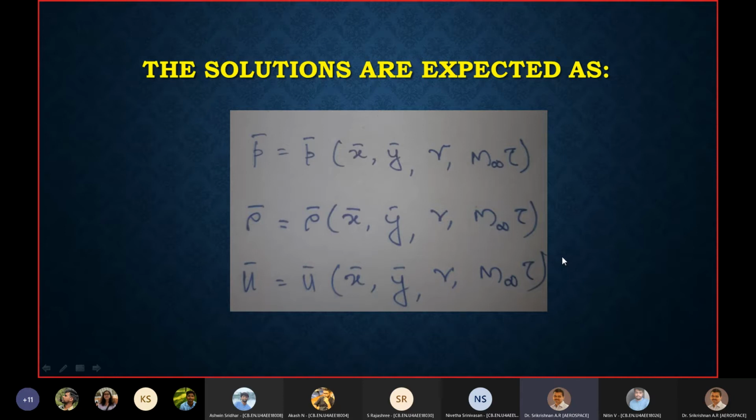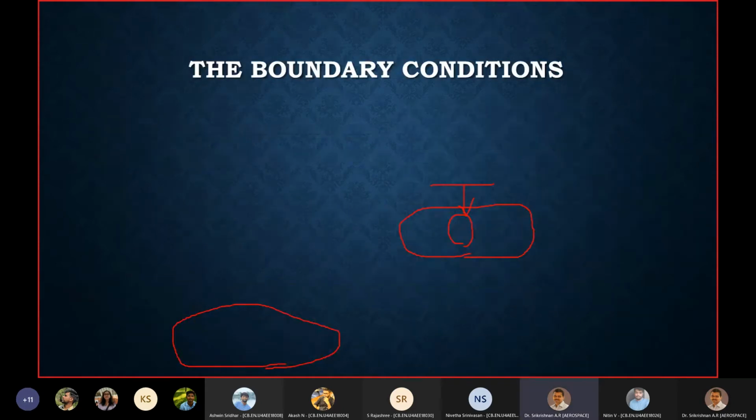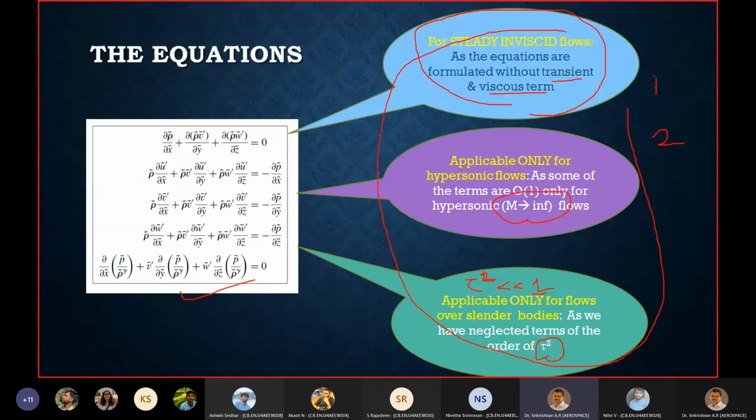For example, if you were to solve these equations, what are the equations? They are equations for rho bar, u prime, v prime, etc., and p bar. Sorry, rho bar, p bar, and the three velocity components. I repeat, they are equations for rho bar, p bar, and the three perturbed velocity components in their non-dimensional form.